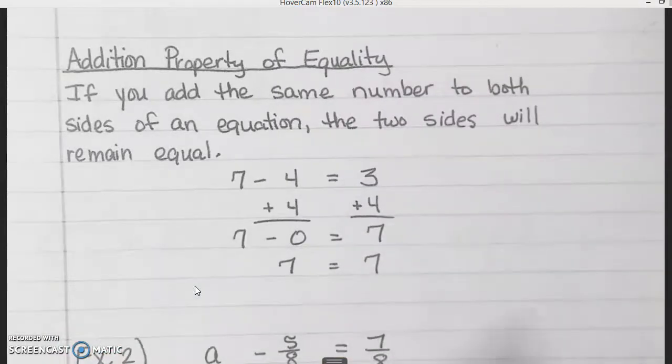Alright, so you may have room to add this to yours. I didn't have enough room, so I had to go to another sheet of paper. So, just like we have the subtraction property of equality, we have the addition property of equality. So if you add the same number to both sides of an equation, the two sides will remain equal.